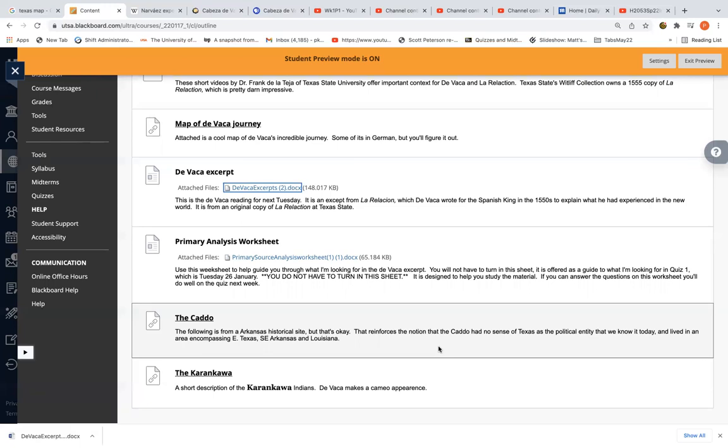And I want you to learn about the Caddo, so you're opening up a link to study the Caddo, and then the Karankawa Indians. These are the indigenous group, the native group that De Vaca encounters along the Gulf Coast of Texas in the Galveston area. And so I want you to learn about these two Indian groups that existed in Texas in the 1520s. There were many more Indian groups, but I don't want to overload you with too much information.